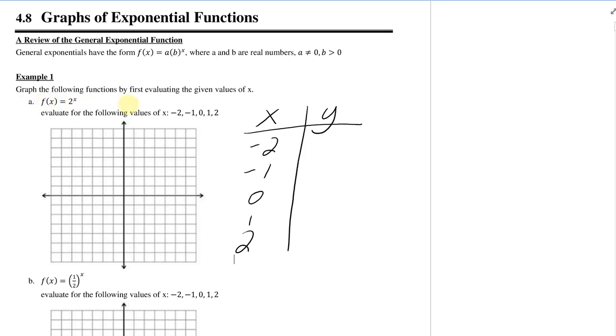So I'll walk through this with you. I've got 2 to the -2. So remember what that equals with the negative exponent. This becomes 1 over 2 squared, right? That's what the negative exponent means. And then I just evaluate that, so that'll be 1/4.